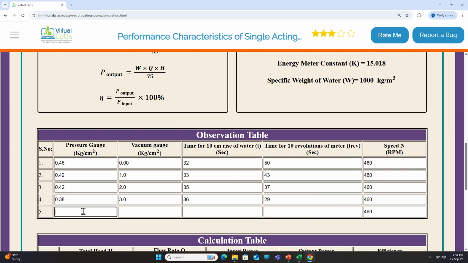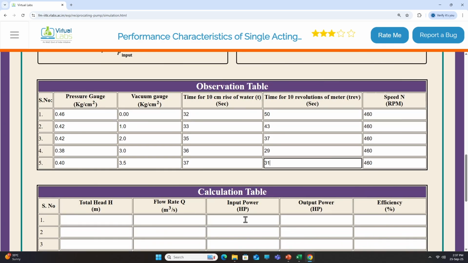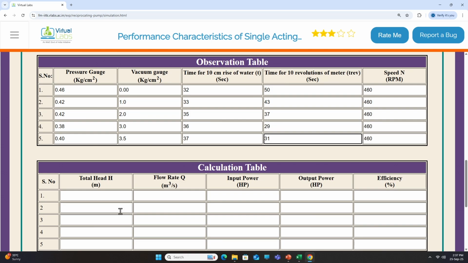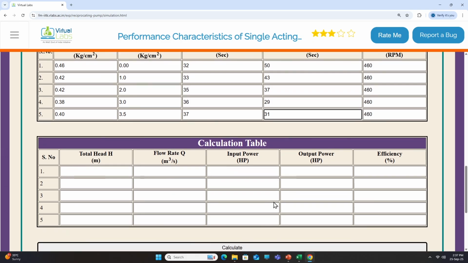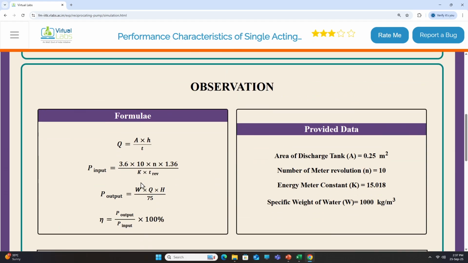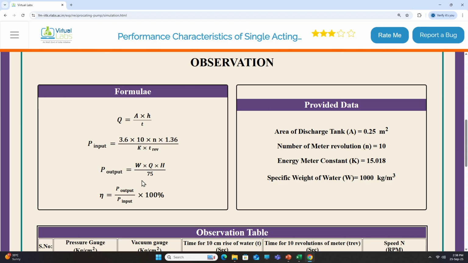Putting all these values here, it was 3.5 kg per centimeter square of the vacuum gauge pressure. Time it took was 37 seconds here. It took 31 seconds for 10 revolutions, and the observation table is now ready. Now we need to calculate the head, flow rate, input power, output power and efficiency. For all these we can use these formulas. It is a straightforward thing, putting all these values here.